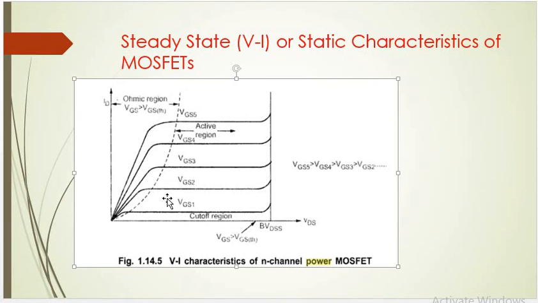So we can say that MOSFET works under 3 different regions. The first one is the cutoff region, then the active region and the ohmic region. So by controlling the voltage value, we are able to control the working of MOSFETs.